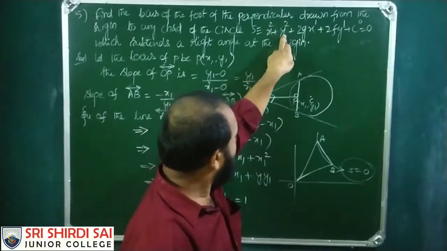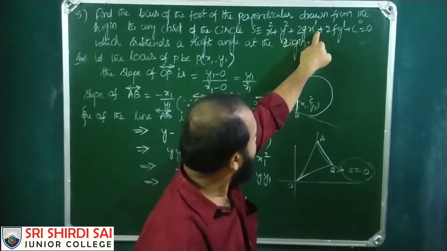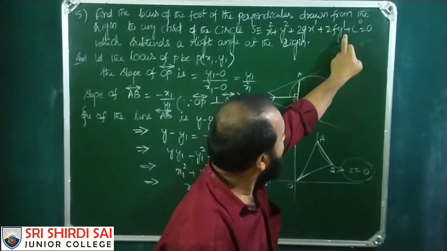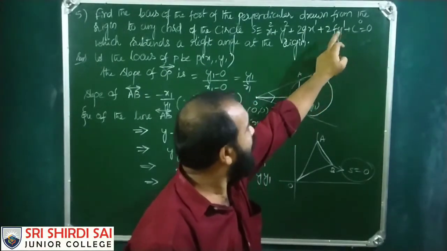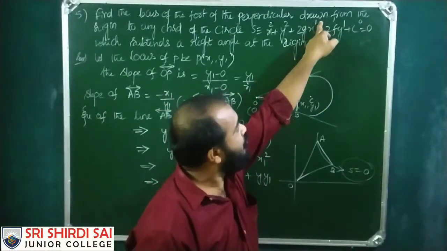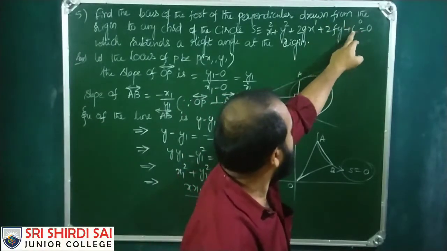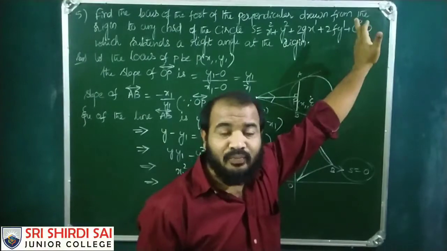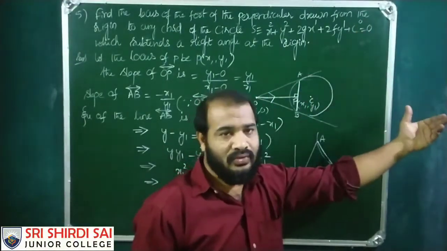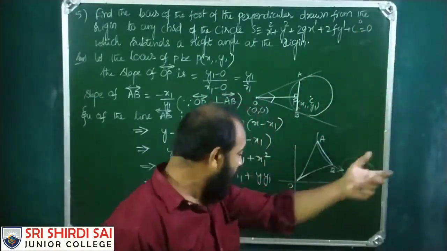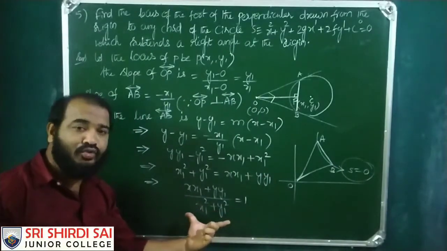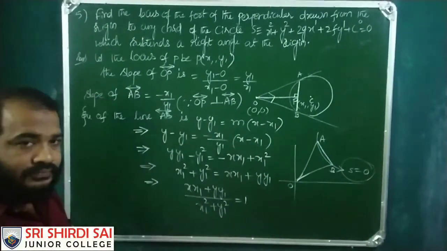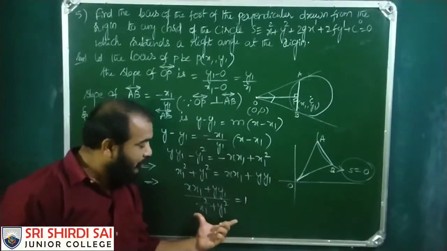How? x square plus y square plus 2gx into 1 plus 2fy into 1. Why 1? Because its power has to be raised to 1. And c, since it is a 0, its power has to be raised to 2. So 1 square I can write. So what is 1? This one we are going to utilize. This one has to be utilized.